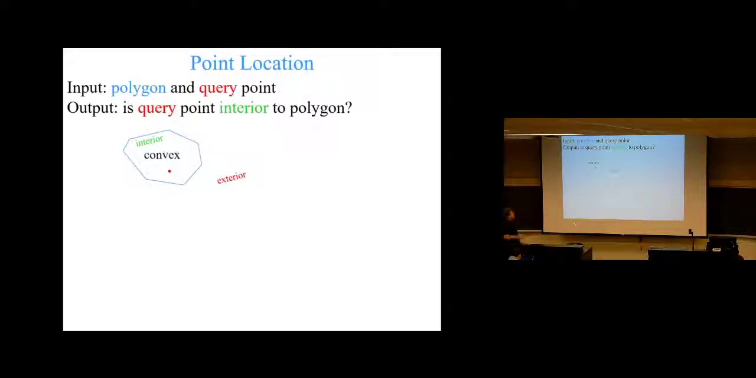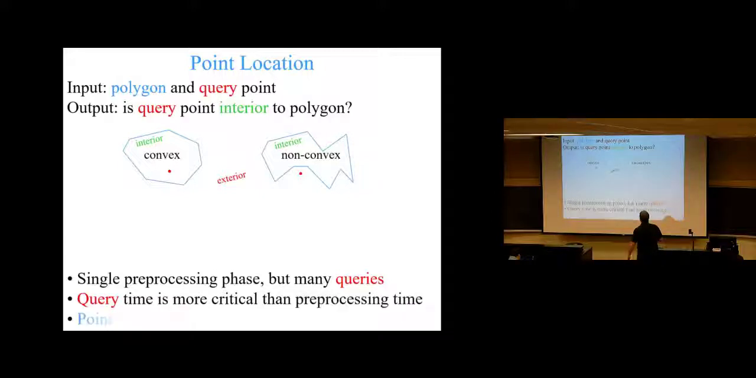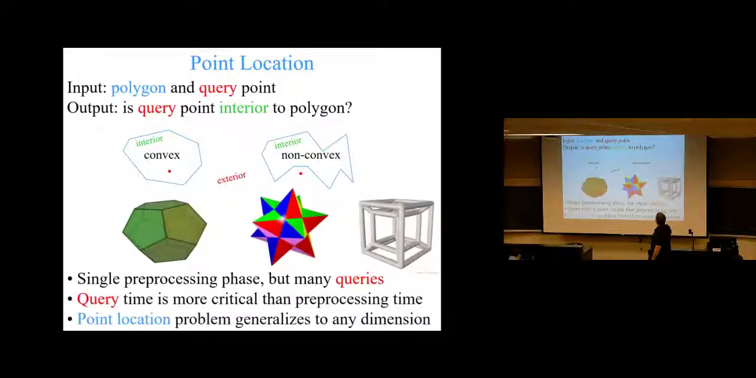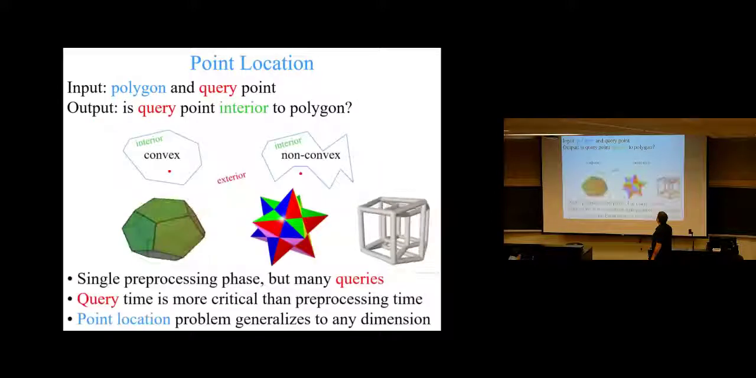Now, if it's a one-shot problem without pre-processing, there are several things you can do, right? Basically, you cast a ray out, beginning at that point, out to infinity, and then ask yourself, how many times does that intersect the polygon? If it's inside the polygon, when you cast out that ray, it'll intersect an odd number of times if it's inside, but an even number of times if it's outside.